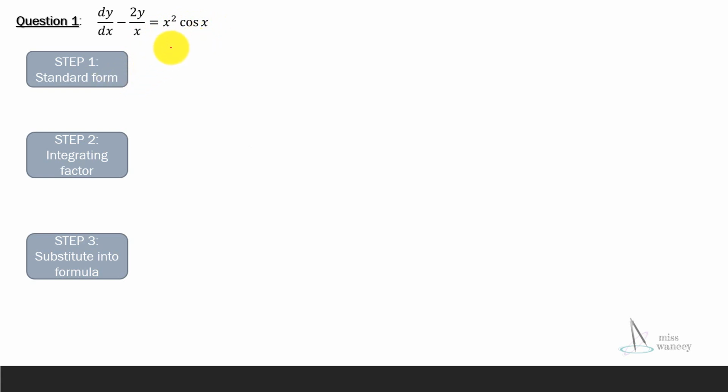Firstly, let us compare this with the standard form. We have dy/dx plus P(x)y equals Q(x). This is something called the standard form. We have to compare whether we have them in standard form or not. In standard form, the coefficient of dy/dx is 1. Comparing this with the question, I can see that the coefficient is already 1, so we don't have to divide by anything.